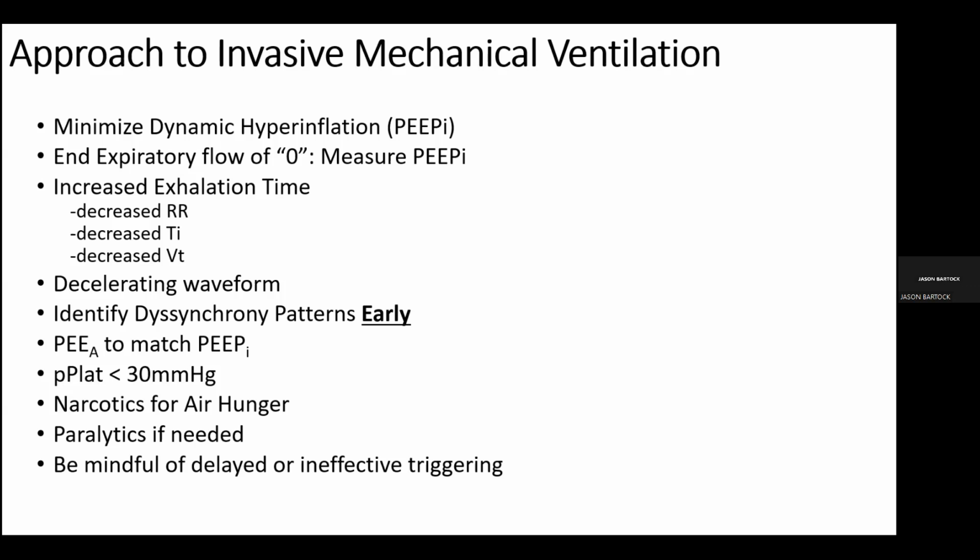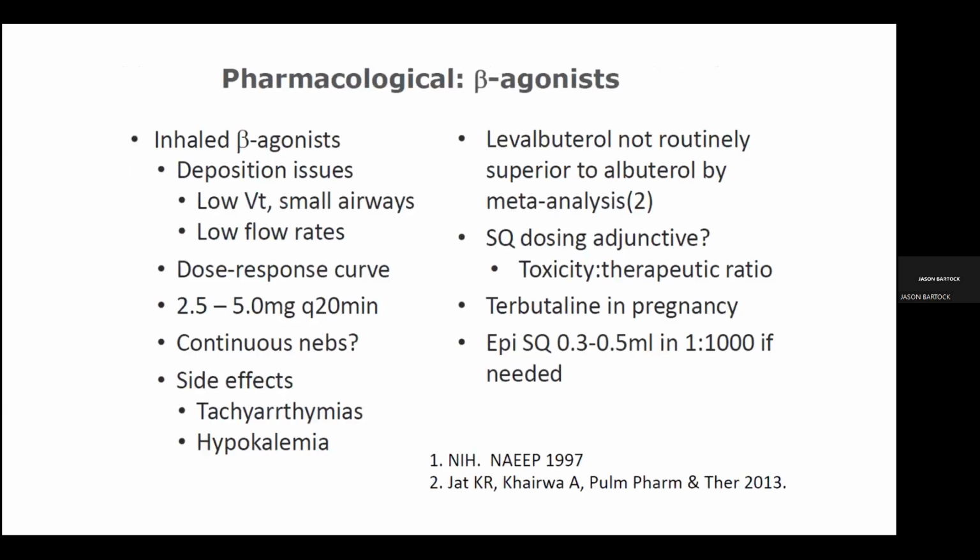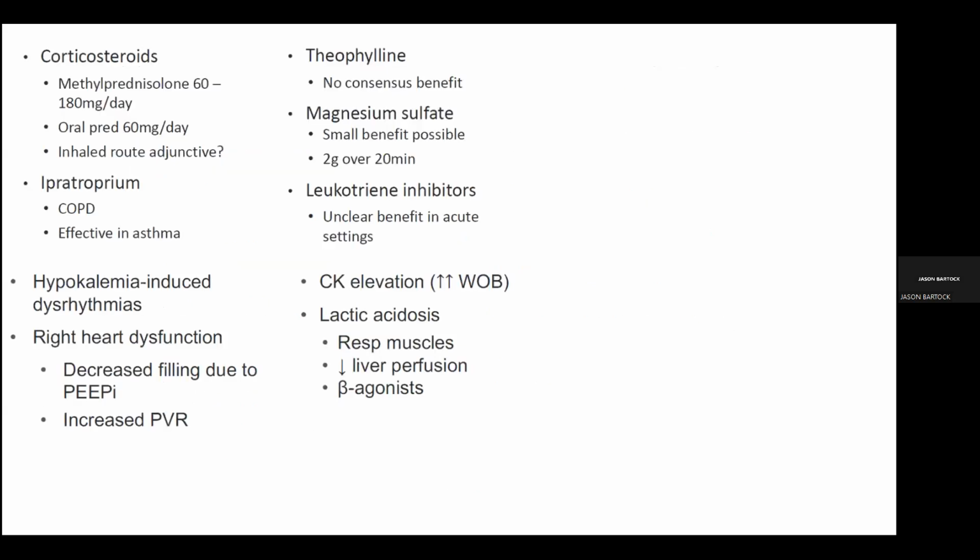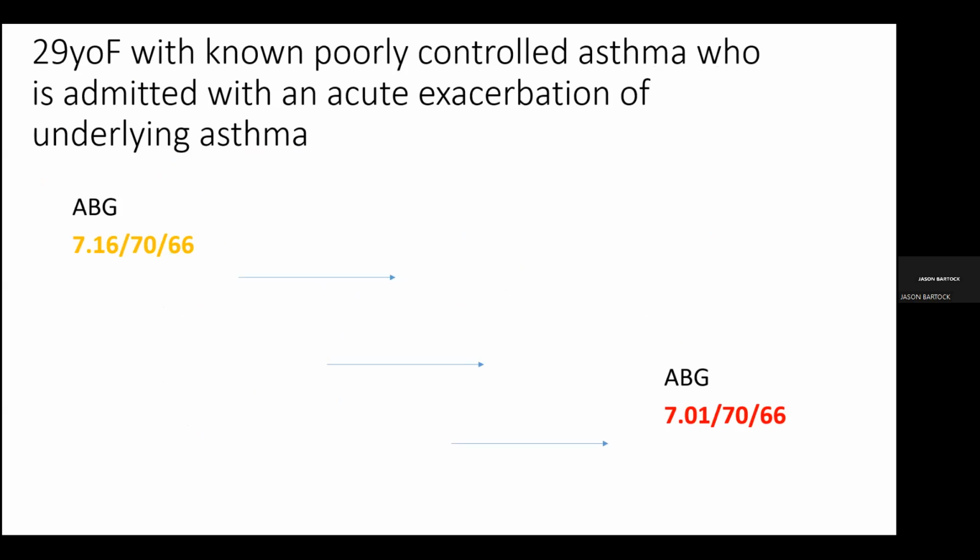We talked about narcotics and paralytics. There are a lot, I'm not going to get into the medical management of airflow obstruction. There's a lot of things that you can do. I sort of ran out of time. Be cognizant of beta agonists, and especially in your asthmatics.